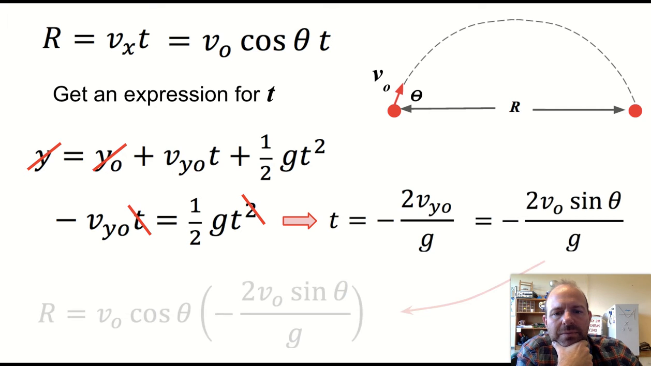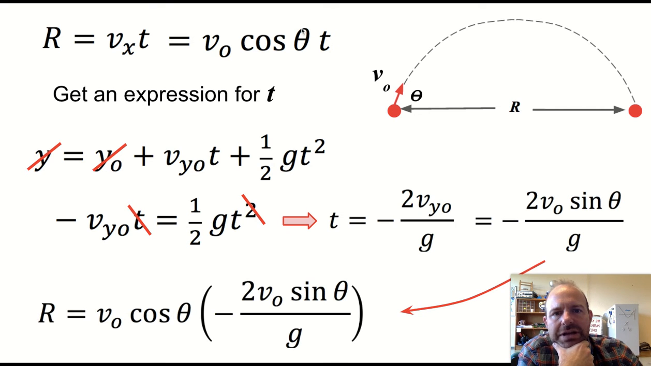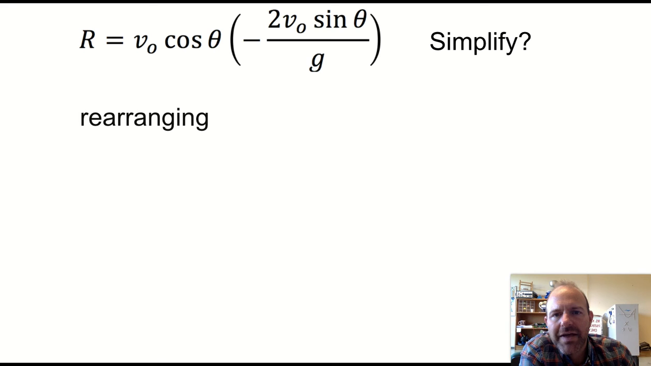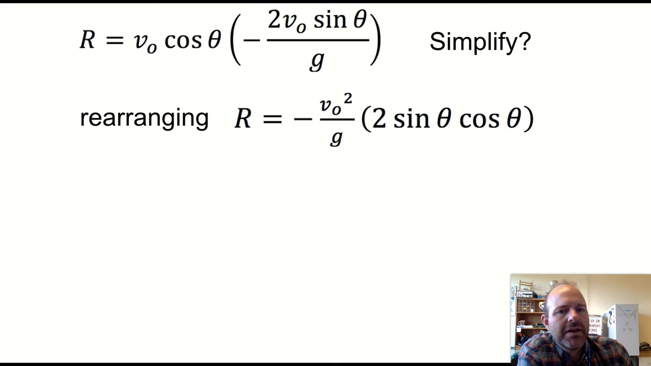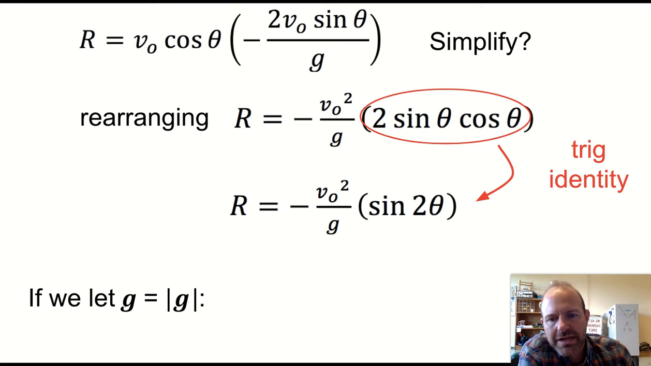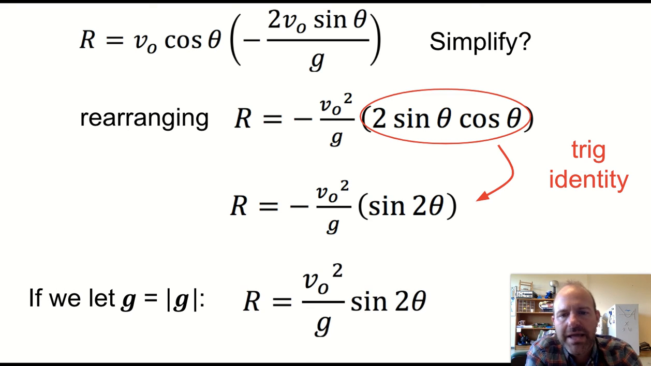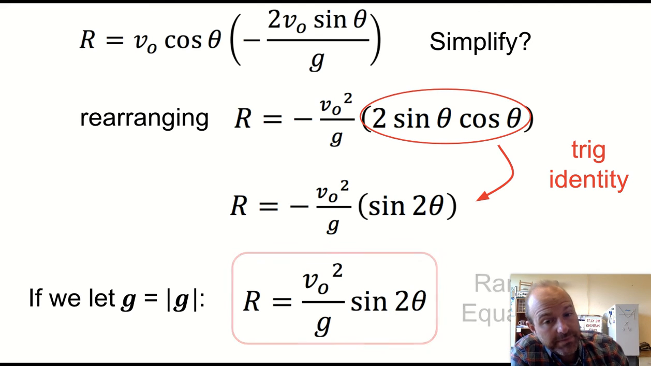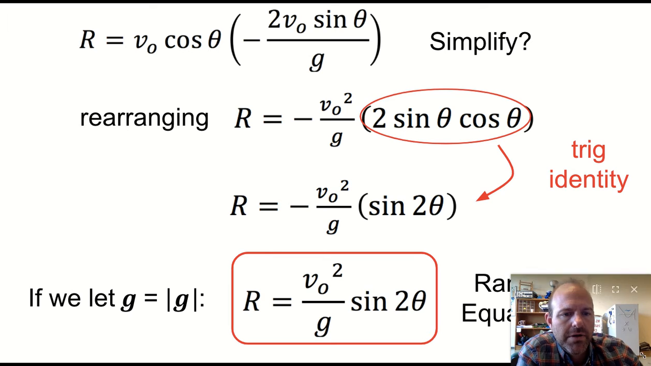If we plug that in, we end up with what we call the range equation, which is the initial velocity cosine theta times all this other stuff. We can simplify that a little bit, right? 2 sine theta cosine theta is a trig identity, which is sine of 2 theta. And if we let g just be the absolute value of g, which is the magnitude of the acceleration, we get range is v naught squared over g times sine of 2 theta, which is a relatively simple equation. And this is what we call the range equation.